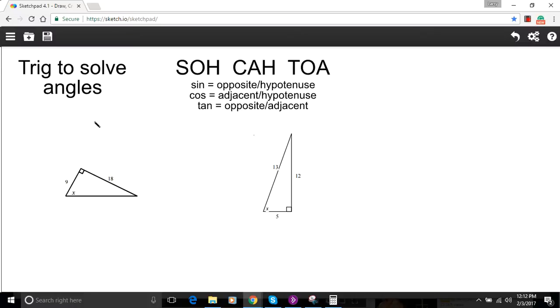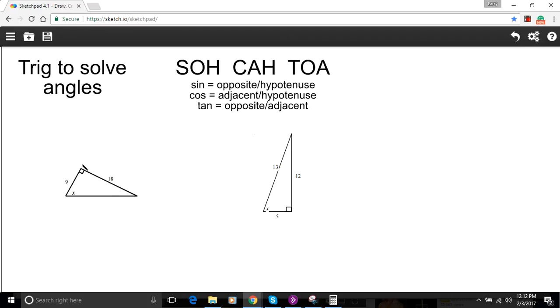You probably already know how to use trig to solve for sides in triangles. You can also use trig to solve for angles in triangles. If you have a couple of sides and you want to find an angle, you can do it, as long as it's a right triangle, of course. Let me show you how this works with this first problem.